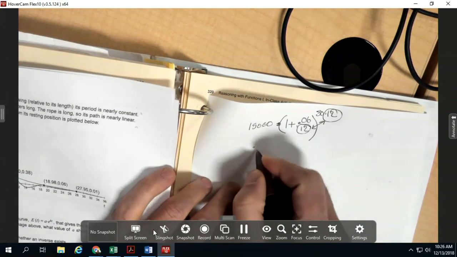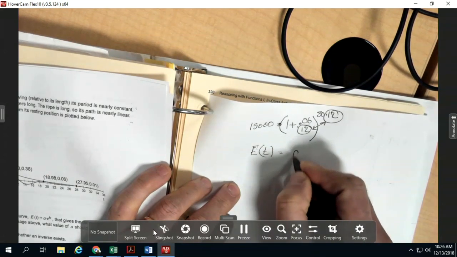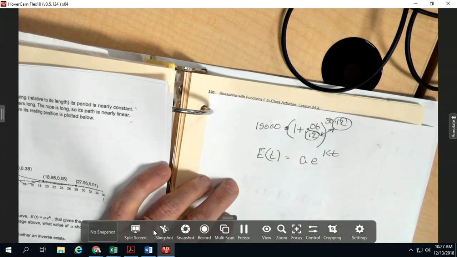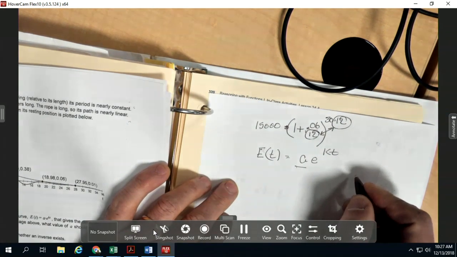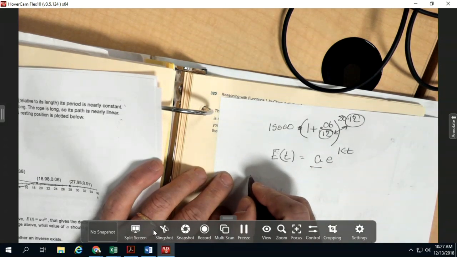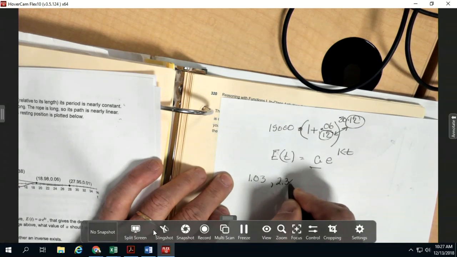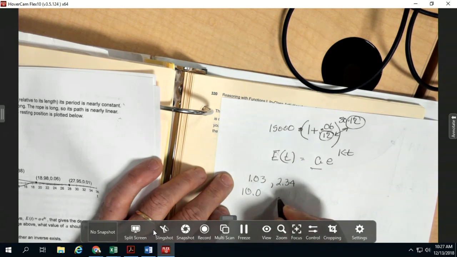So they give us the formula. They want us to get the formula: E of t is a e to the kt. The first thing we notice is that we don't know what the value is at the beginning, but we do know one of the points is 1.03, 2.34. Another of the points is 10.0 and 0.38.